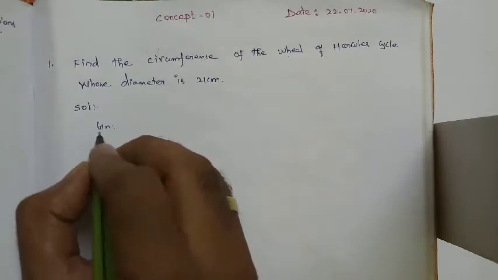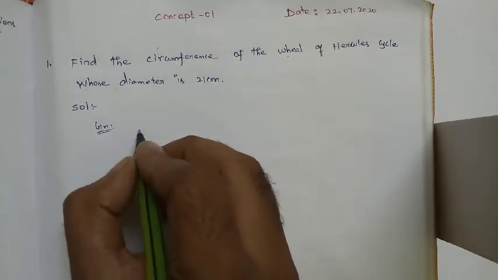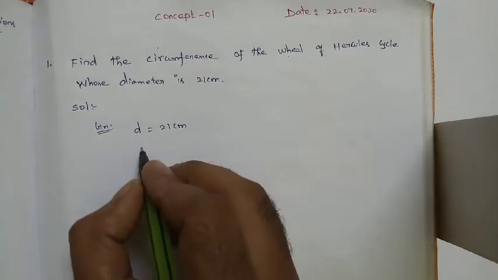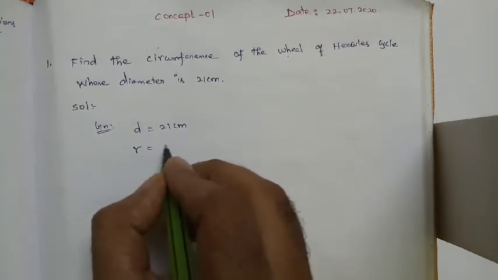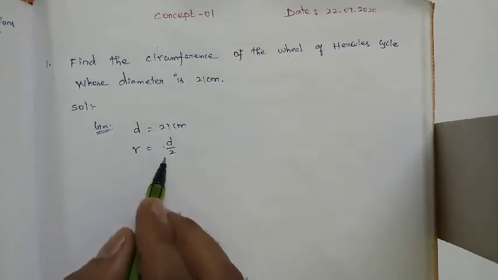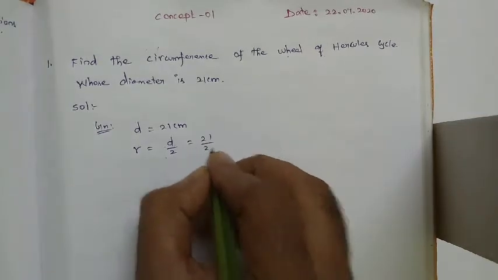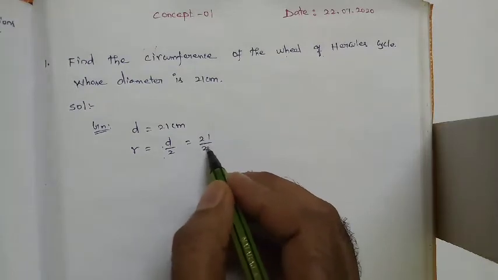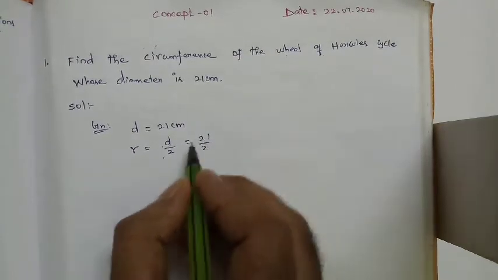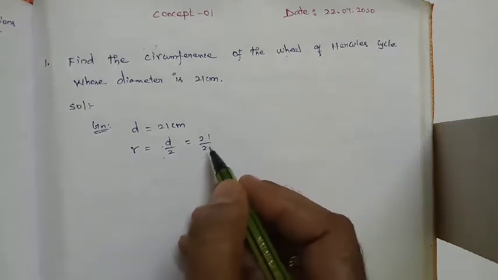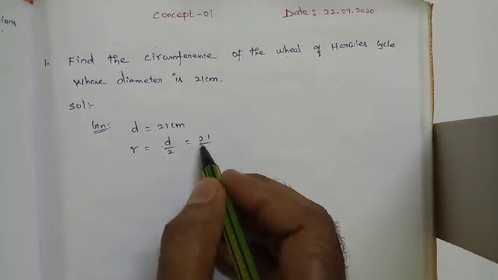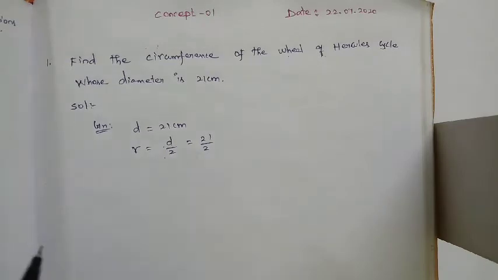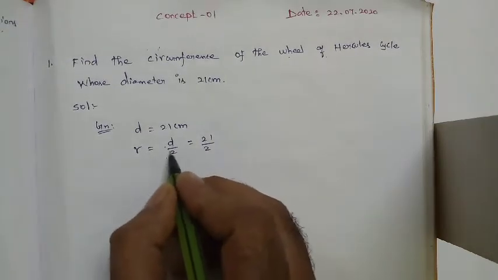So the given is the diameter of a circle, D is equal to 21 centimeter. So what is the radius? R is equal to D by 2, that is 21 divided by 2. You can keep it as it is, don't write 10.5, because while substituting it may be possible to simplify. 21 is a multiple of 3 and 7, and there is a 2, so we can simplify. So R is equal to 21 by 2.